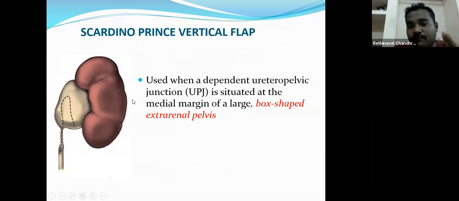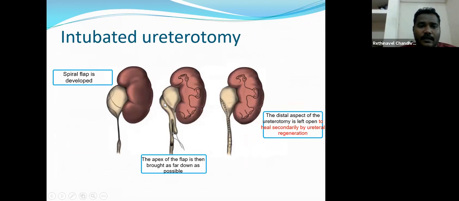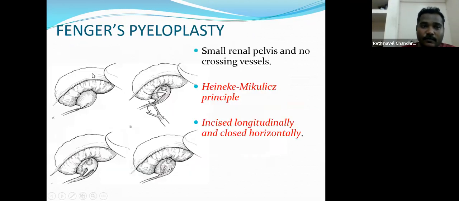Again, a contraindication for flap procedures is when there is a lower pole crossing vessel. What is Davis? These are all much more important. Davis intubated ureterotomy is used when there is a long stricture along with the PUJO. There will be a long stricture, so this much length we can't anastomose. So what they will do is incise and take whatever flap is coming. They will suture, put a stent, and leave it open. This will heal by secondary healing by ureteral regeneration. This is called Davis intubated ureterotomy.